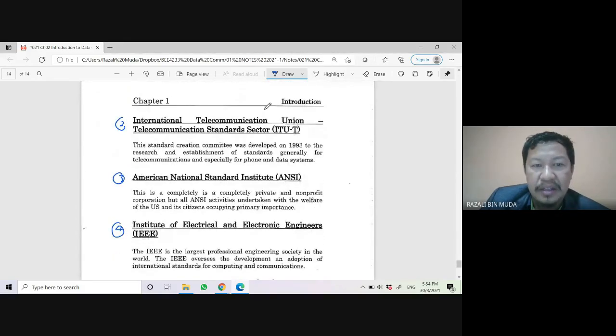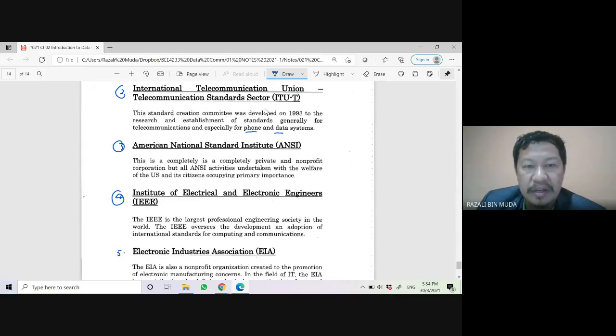Okay. Second is ITU-T, the standards creation committee. This committee was developed in 1993 for the research and establishment of standards generally for telecommunication, especially for phone and data. Number 3, American National Standards Institute. This is a completely private and non-profit operation, but all ANSI activities are undertaken with the welfare of the US and its institutions occupying primary importance.